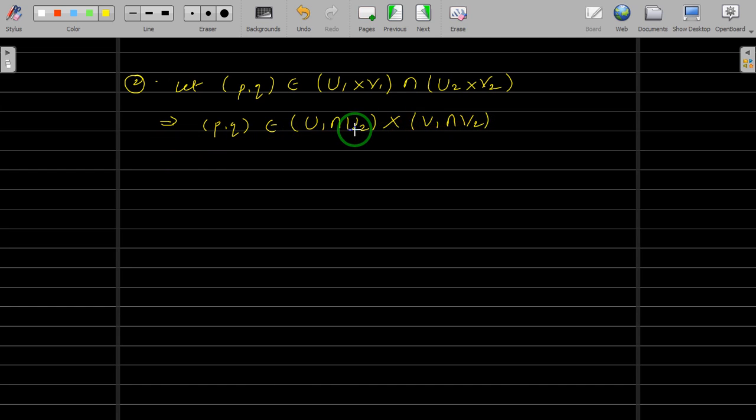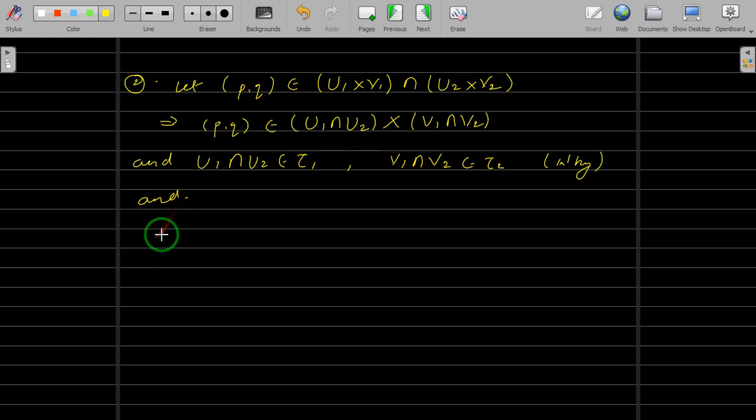And now we want to show that U1 intersection U2 belongs to tau 1, and V1 intersection V2 belongs to tau 2. Let me ask you why. I should not tell you all the answers. You have to think on this now. Why will this belong to tau 1 and this belong to tau 2?